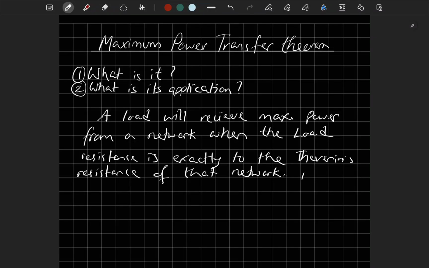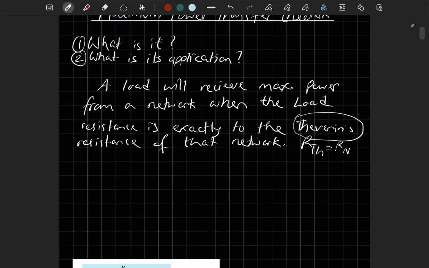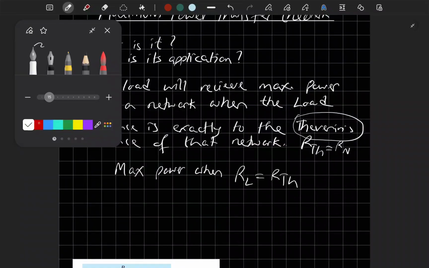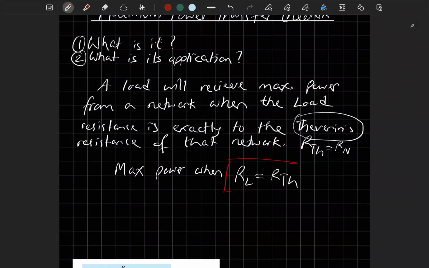Now we know that Thevenin's resistance is equal to Norton's resistance, so you can replace this with Norton's resistance and it will be the same. And so in an equation format, max power when RL is equal to RTH. Okay, so this is the main theme, that when the load is equal to the Thevenin or Norton's resistance, we will get the maximum power from that network for the load.